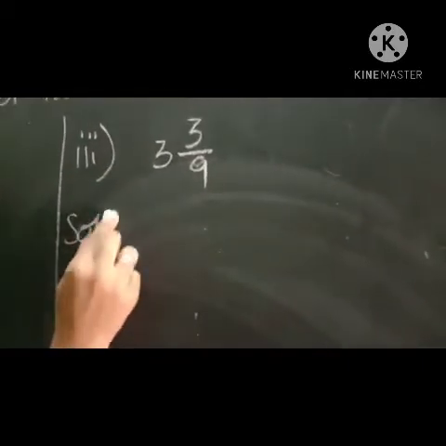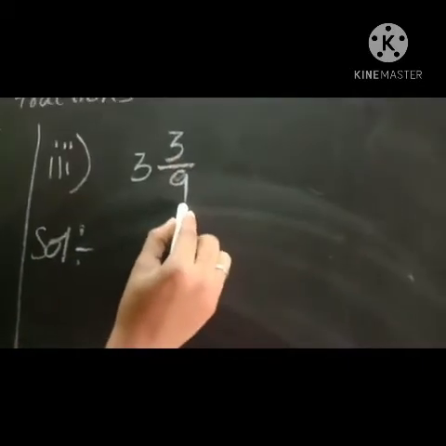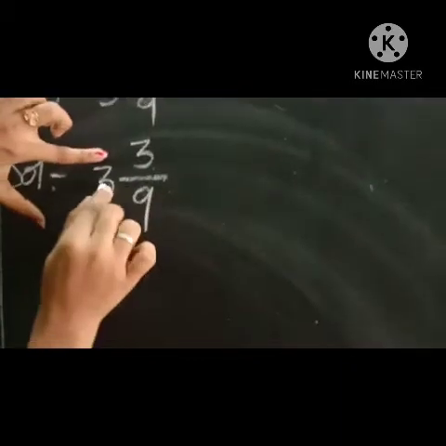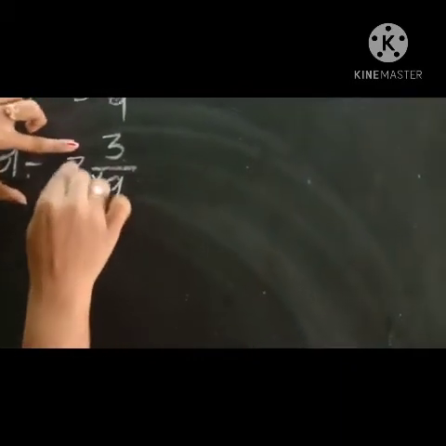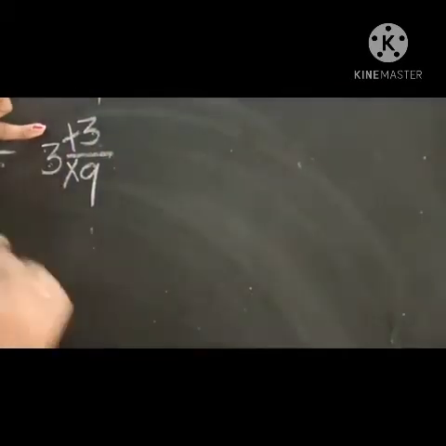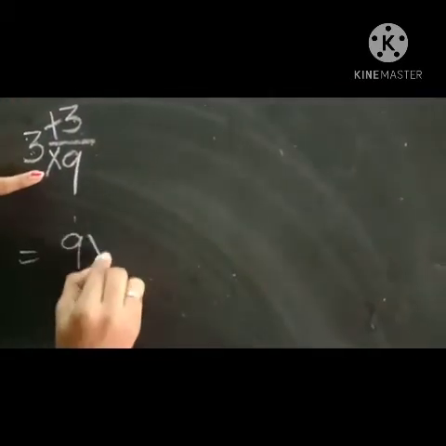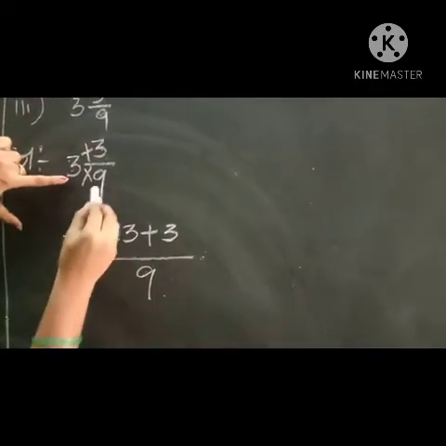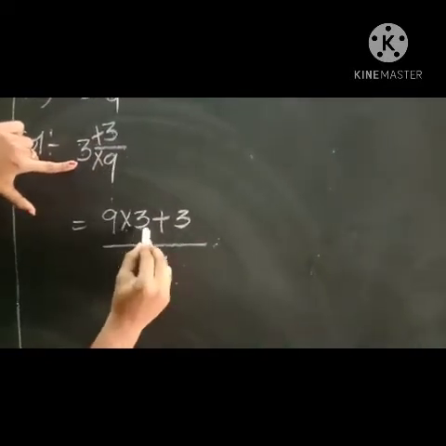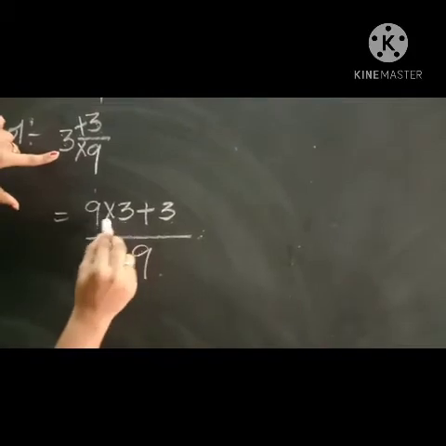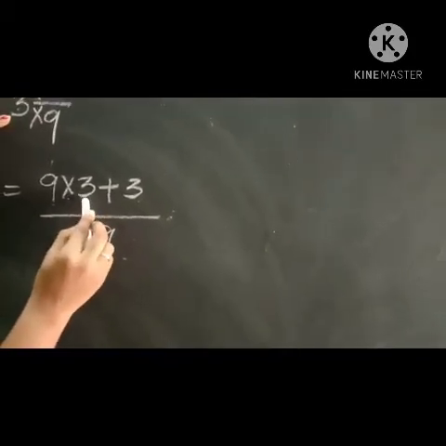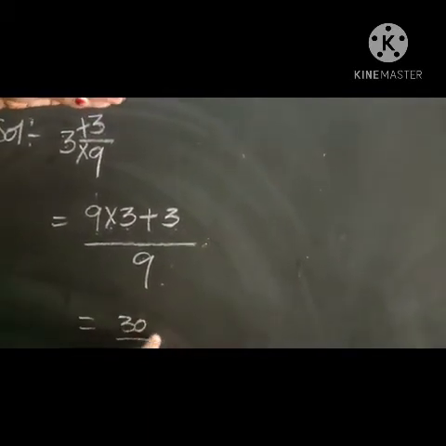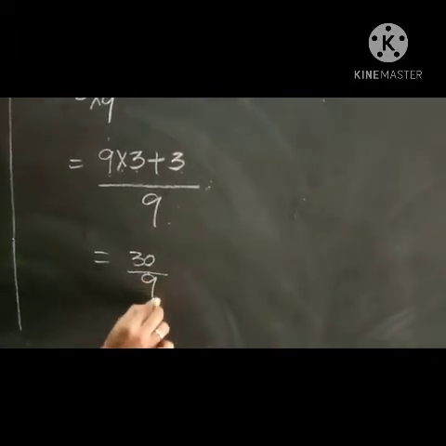Next, third sum. See here, what is the question? 3, 3 by 9. Between 3 and 9 we have to keep into, and between the other two numbers we keep plus. 9 into 3 plus 3 by 9. Okay, children, how much are 9 threes? 9 threes are 27. 27 plus 3: 28, 29, 30. 30 by, what is the denominator number? 9, simply we write 9.